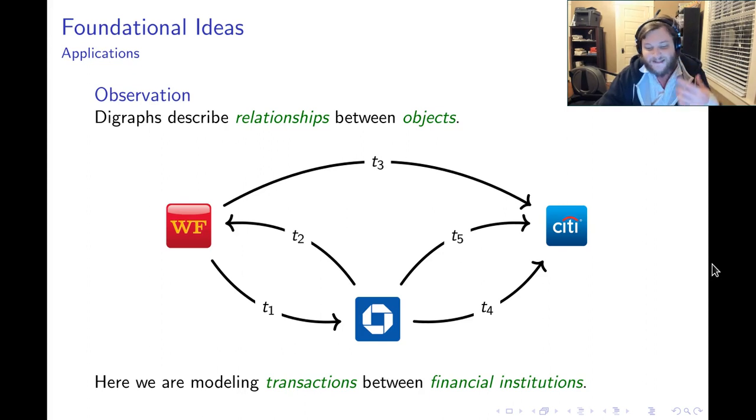So here the idea is that we're modeling transactions between financial institutions. And of course, this is a very simplified model. If we wanted to account for all transactions in, maybe all banks in the United States, we'd have a much more complicated figure.